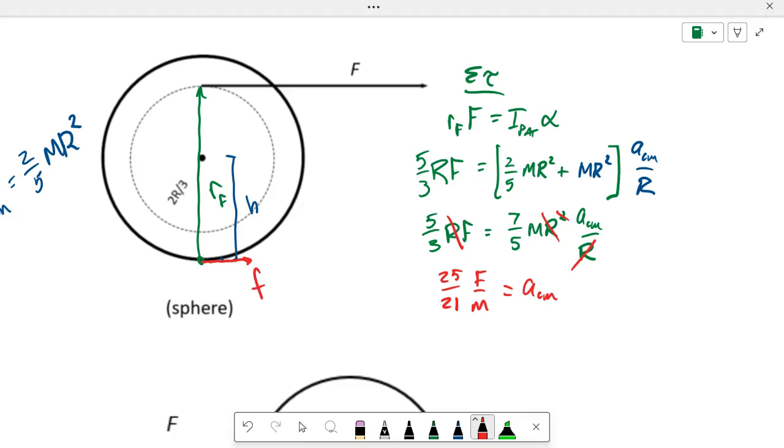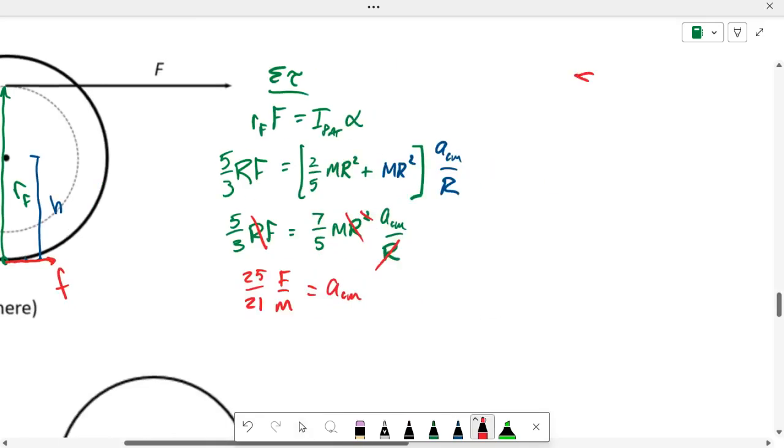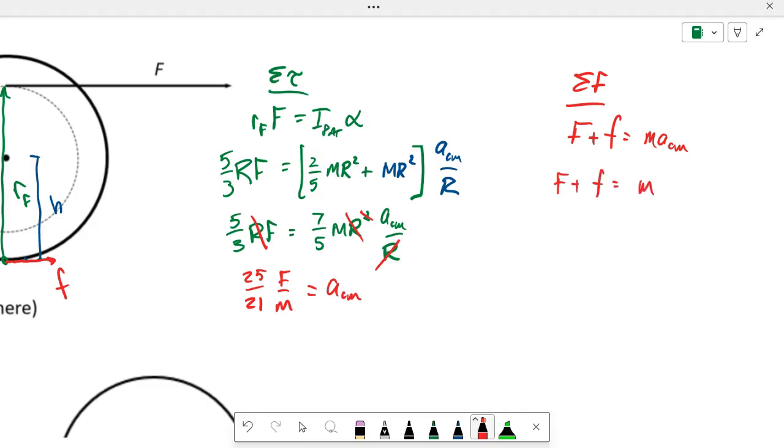Yeah. And then net F says we have figured out that F and friction force point in the same direction. So F plus f is M times 25/21 F over M. And f is 25/21 minus 21/21, or 4/21 F to the right.